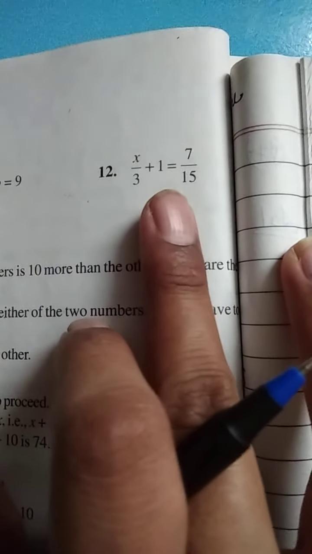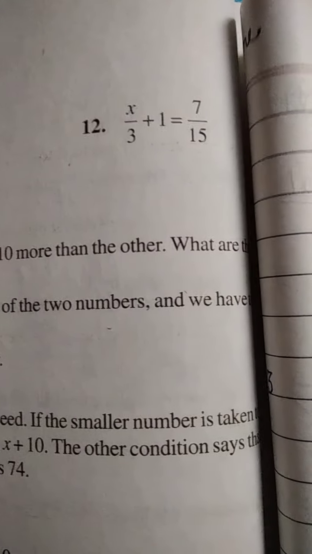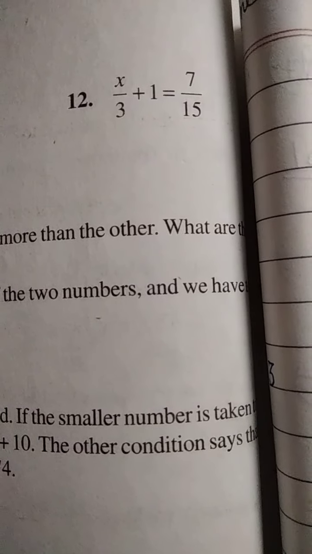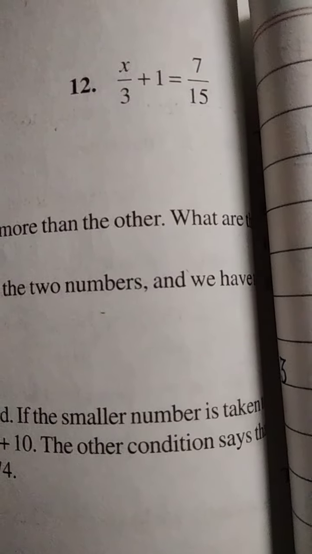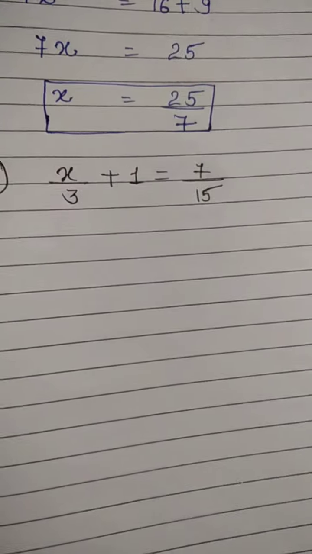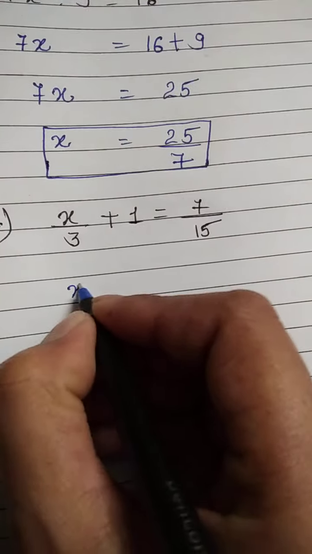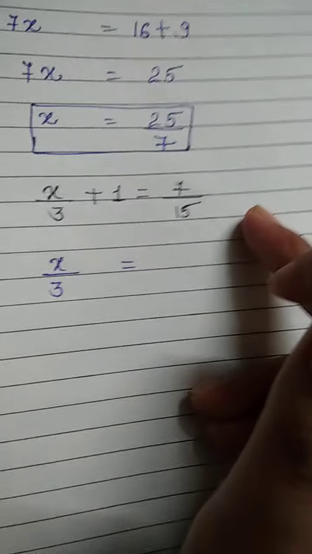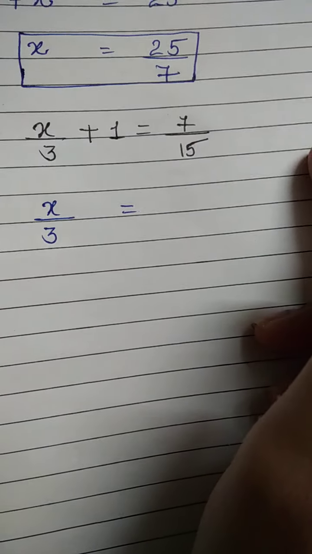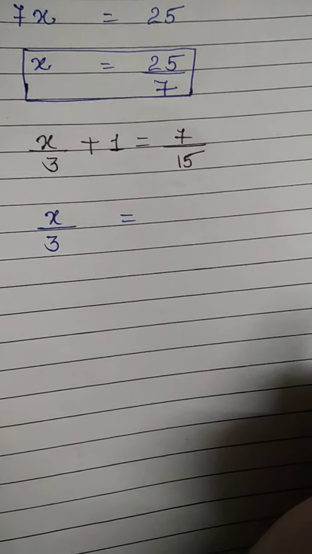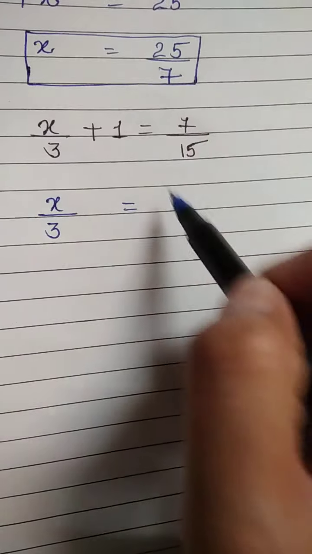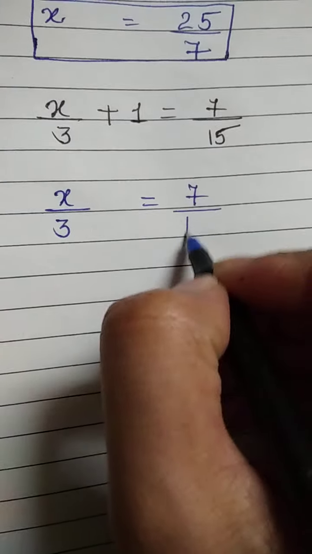Question number 12. Okay, this is the last question of the exercise. Question number 12 is x by 3 plus 1 is equal to 7 by 15. Here as you can see, we have one variable, that is x. So firstly we will take the x term as it is, equal to. Now that 1 will go to the opposite side, but before sending 1 to the other side, what was there? 7 by 15. So it will come as it is.